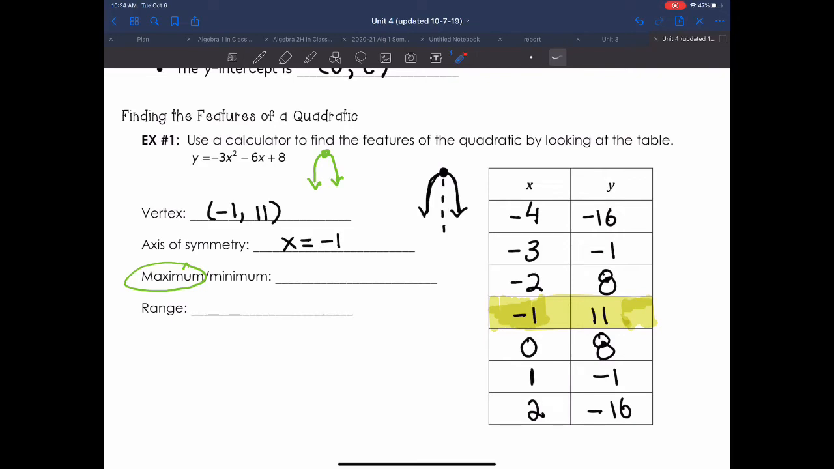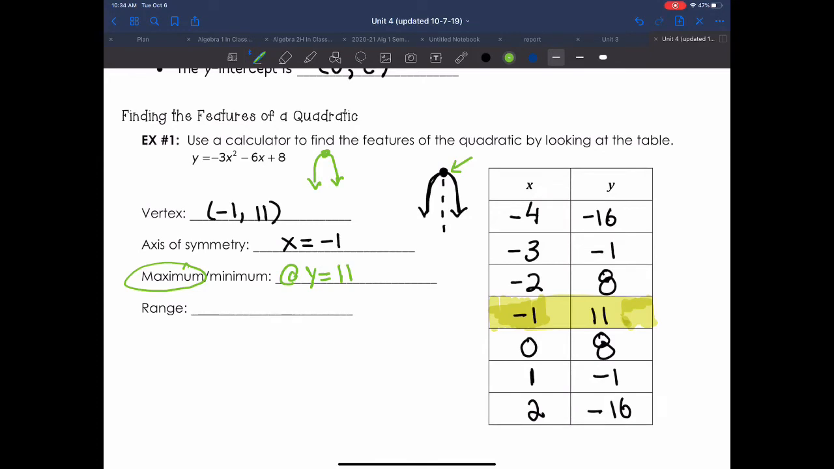But since we're looking at a vertex and a parabola that faces down, we're looking at a maximum value instead of a minimum value. And that maximum value is simply going to be the y value at the top of the graph. So the y value at the top of the graph is just going to be the y value of the vertex. So I am having a maximum at y equals 11. That is the very top of my graph, the very top of my range that's happening here, okay?